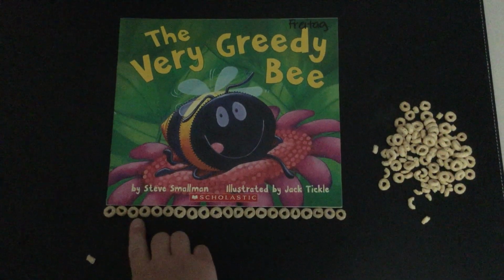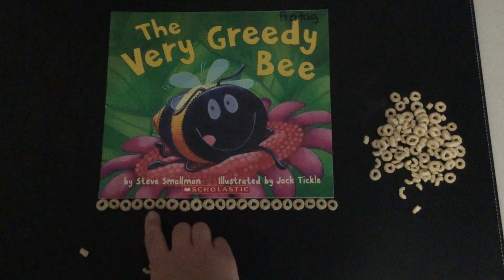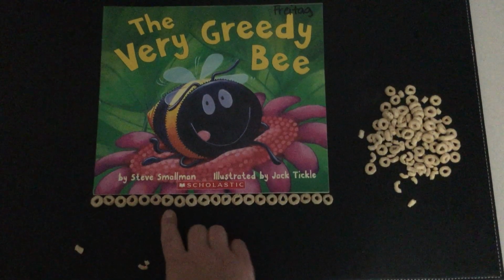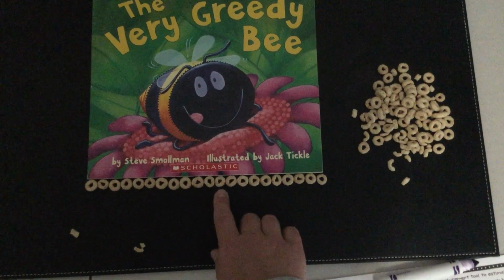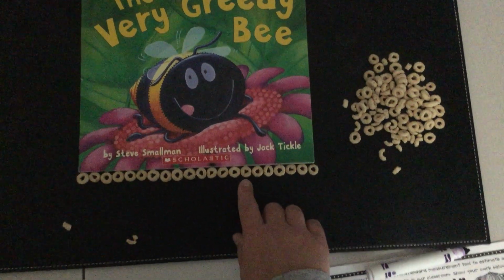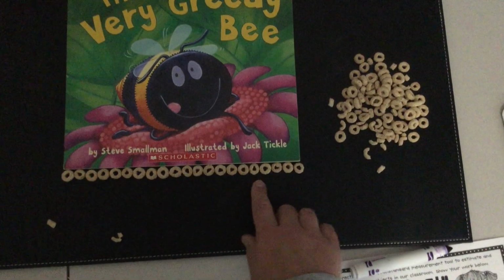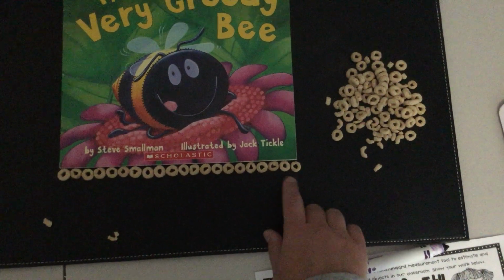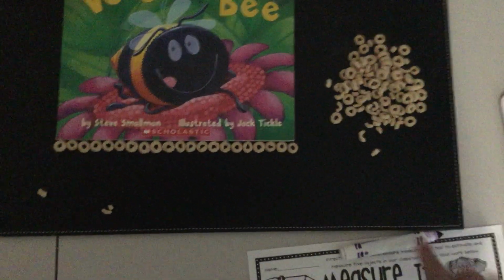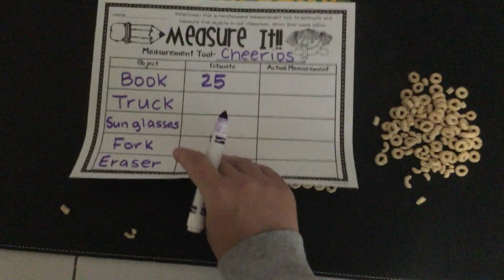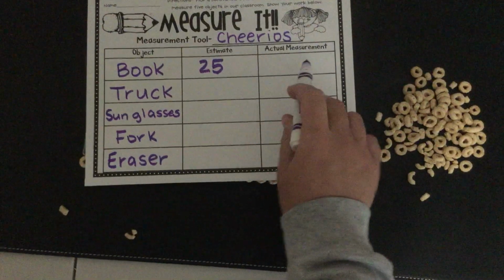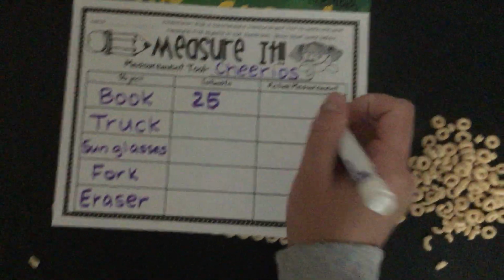1, 2, 3, 4, 5, 6, 7, 8, 9, 10, 11, 12, 13, 14, 15, 16, 17, 18, 19, 20, 21. So our book was 21 Cheerios long. For actual measurement, I'm going to write 21.